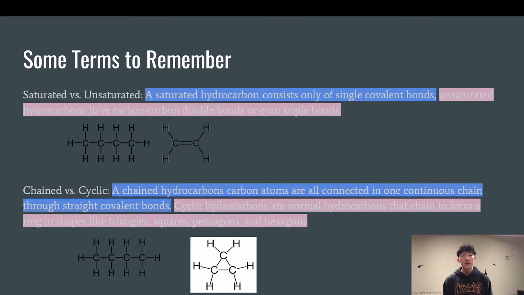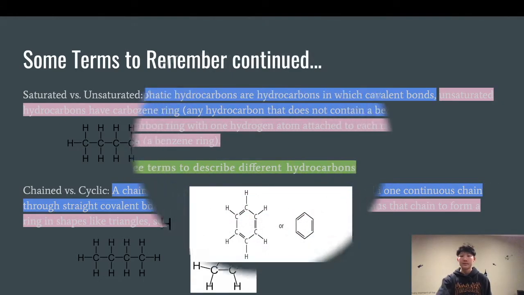And chained versus cyclic. So cyclic hydrocarbons are hydrocarbons where their carbon atoms form to make some sort of shape. So they all connect to each other. And usually they make shapes like squares or triangles or pentagons. And chained hydrocarbons are hydrocarbons where their carbon atoms connect to just form one straight continuous chain, and they don't form any single shape, it's just one straight line.